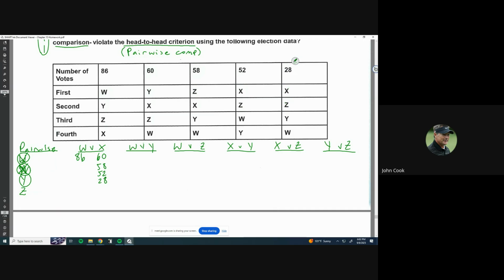The next one is W versus Y, which means that Z and X are eliminated.